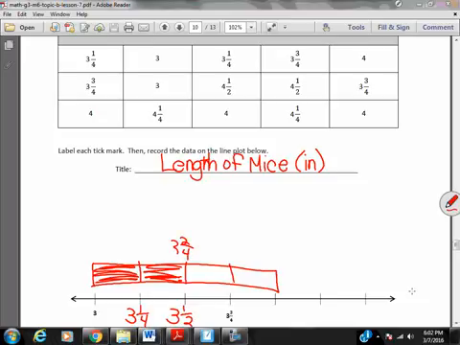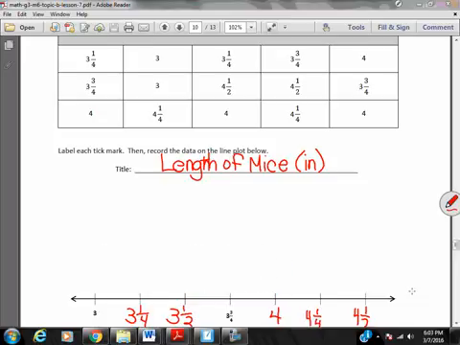So this is really 3 2/4. And then I have 3 3/4. And I would have 3 4/4, but instead of writing that, I can write 4, because 4 over 4 equals 1. And then I can continue. I have 4 1/4, 4 1/2, and so on. So now I'm going to erase my tape diagram. That was there just to give me guidance.